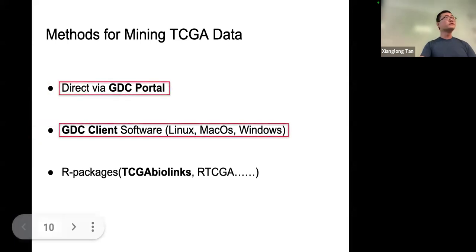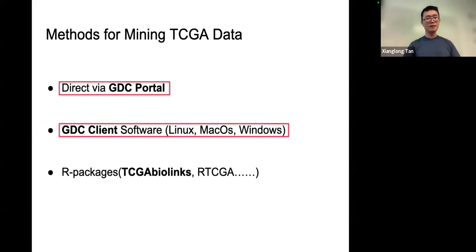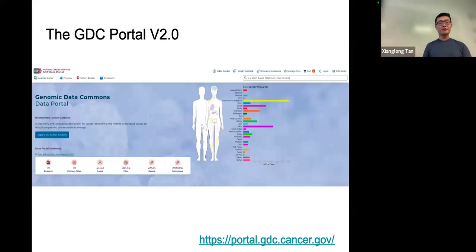Today, we'll go through the first two ways, and tomorrow and day three, we will be using these R packages. So here is the homepage of the 2.0 version of the GDC portal. Can everyone please go to this website, or just Google it and go to their link, please. Is everybody able to access this website?